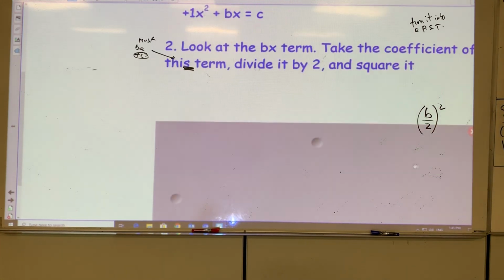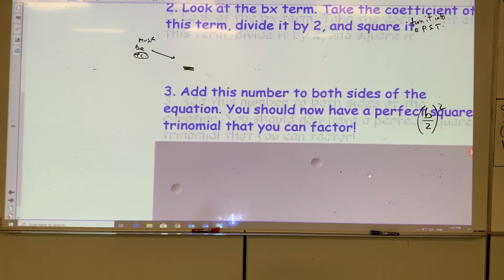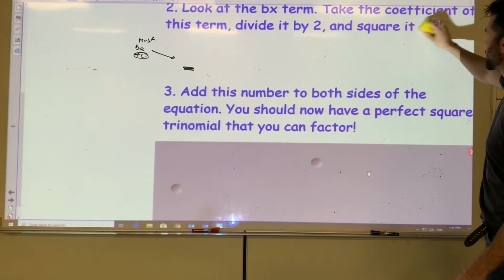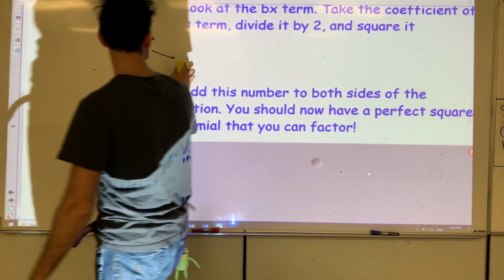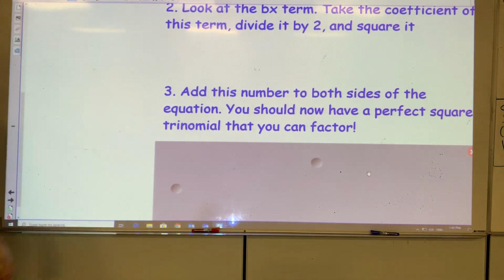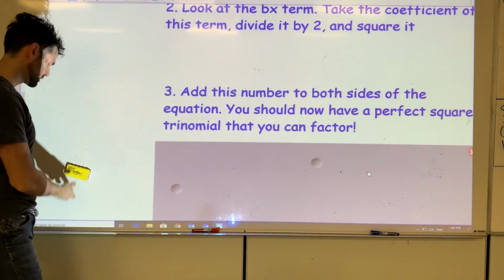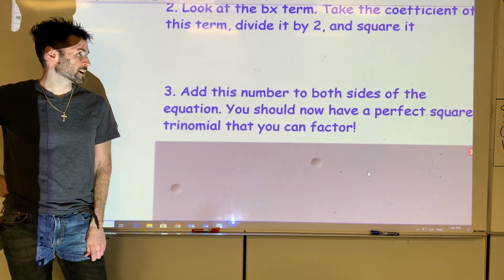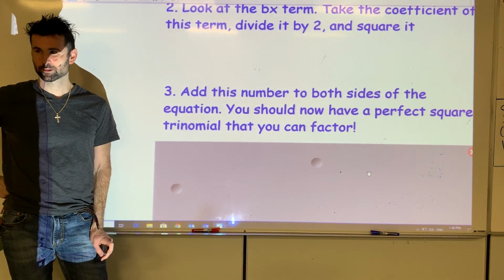Because in step 3, which I believe is the last step, you're going to add that magic number to both sides of the equation. And you should now have a perfect square trinomial that you can factor and solve. Like magic. It's a good party trick. Watch me take this unfactorable thing and make it factorable. It's a magic trick.